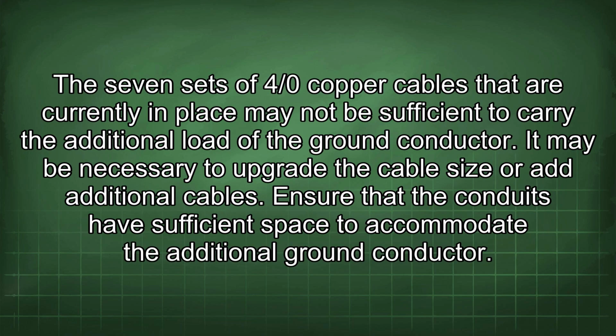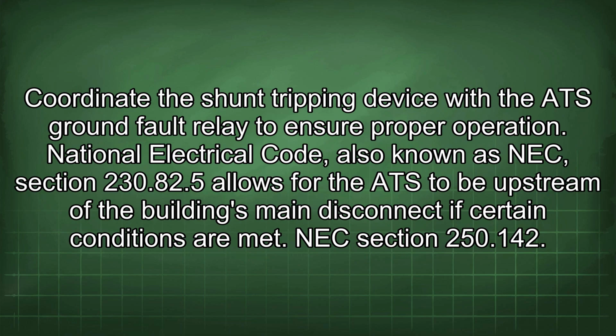The 7 sets of 4/0 copper cables that are currently in place may not be sufficient to carry the additional load of the ground conductor. It may be necessary to upgrade the cable size or add additional cables. Ensure that the conduits have sufficient space to accommodate the additional ground conductor. Coordinate the shunt tripping device with the ATS ground fault relay to ensure proper operation.